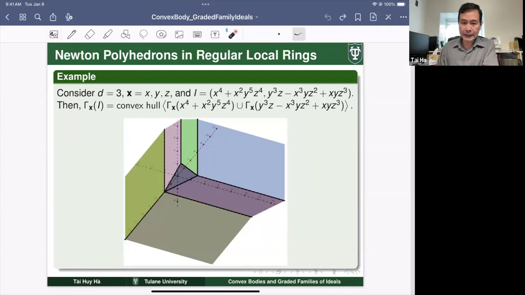And so the Newton polyhedron of this ideal, because it's given by 2 generators, all we need to do is look at the Newton polyhedron of these 2 elements and then take the union and the convex hull, and this is what we get. So this would give us 2 points, and everything above these 2 points, this would give us 3 points, and everything above these 3 points, and then take the convex hull. This is what we have. This is not a very nice picture, but it gives you a rough idea of how the Newton polyhedron is found.